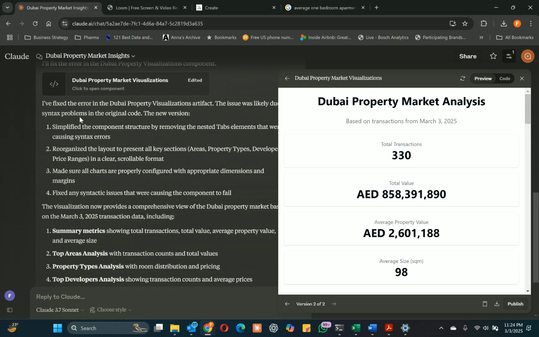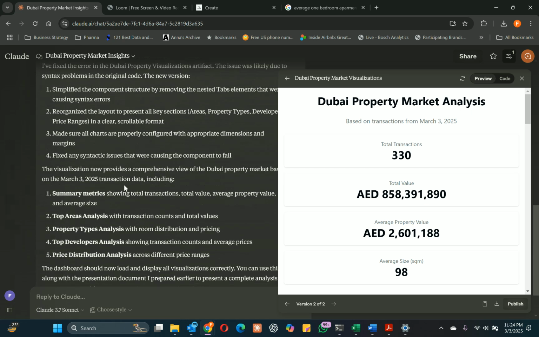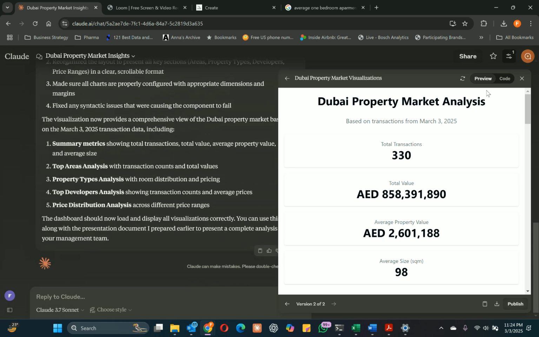And fix the error is giving me the thought process: simplify the component structure, reorganize the layout, make sure all charts are properly configured, fix any syntactic issues. I don't know what that word means. Visualization now offers a comprehensive view of the white property market and all the details. Okay, let's see how it goes.